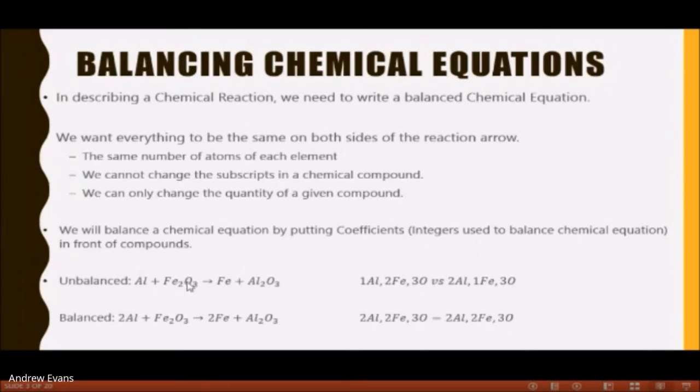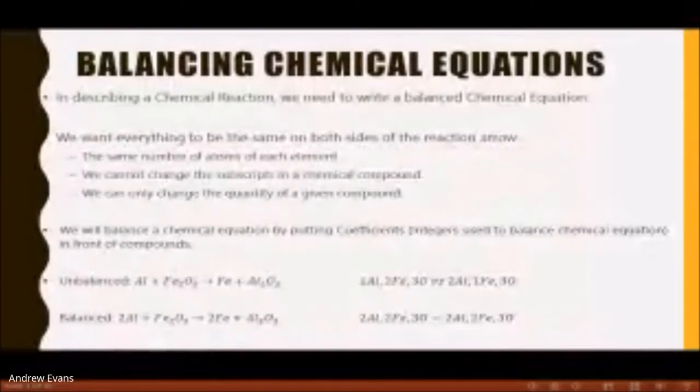Aluminum plus iron oxide goes to iron and aluminum oxide. And what is not shown here is a huge amount of heat. So much heat, it will cut through steel. And you'll have iron slag for at least a brief moment. That's how they kind of welded railroad ties together.